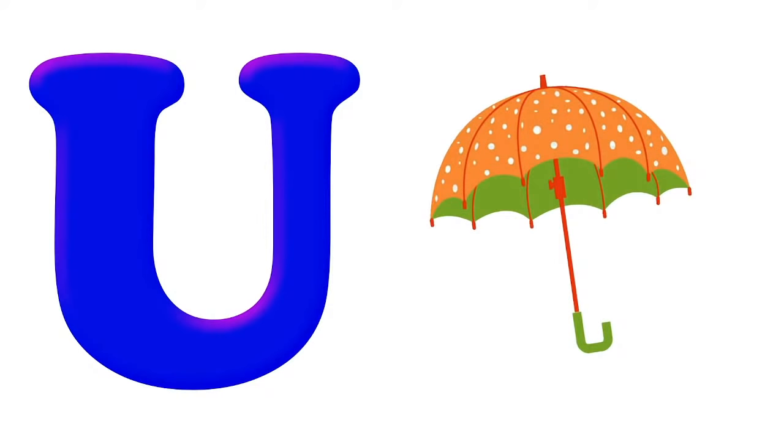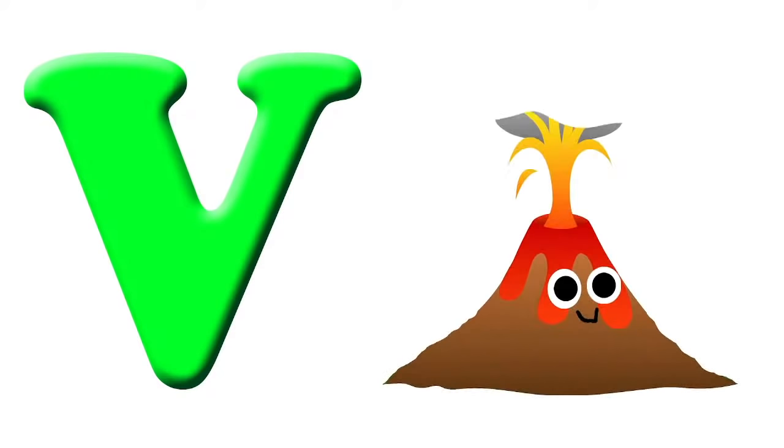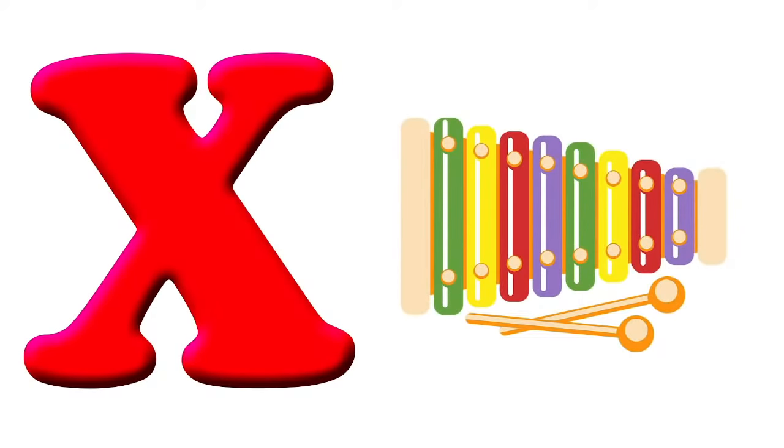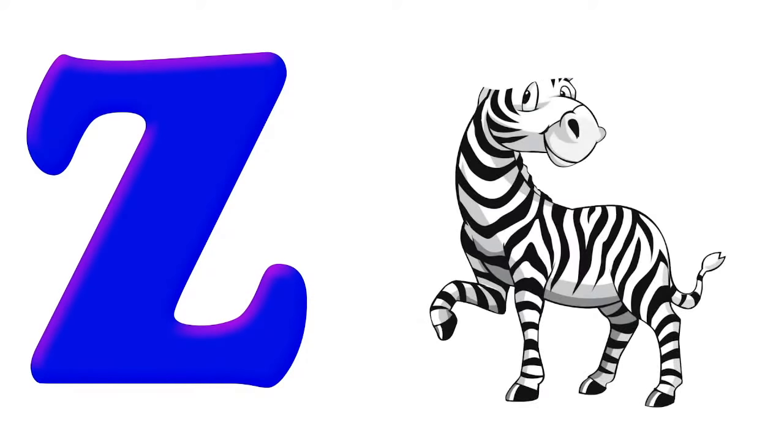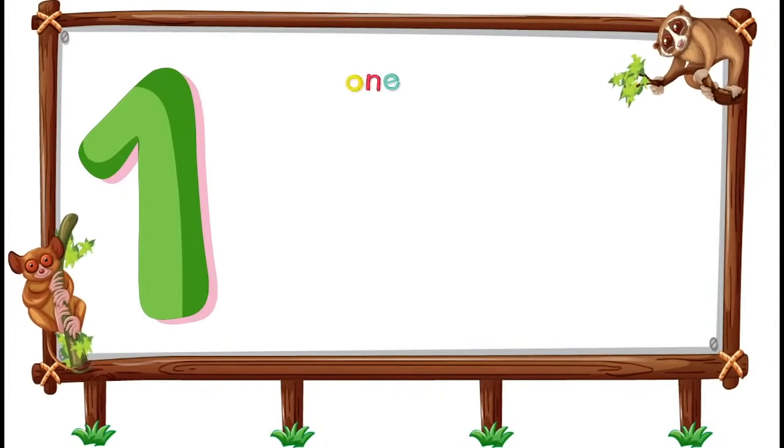U for umbrella. V for volcano. W for wolf. X for xylophone. Y for York. Z for zebra.